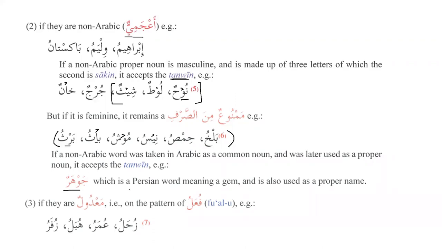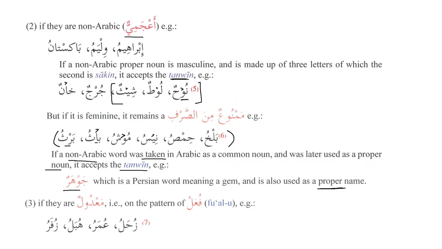Jawharun is a Persian word meaning a gem, and it is also used as a proper noun. It is basically a non-Arabic word, and it was taken into Arabic as a common noun and later used as a proper noun. It accepts tanween. Jawharun, which is a purse, and also in Arabic, jawharun and jawharatun is the word used for jewelry. So this is an exception, as we can see that it's a proper noun, but it has accepted tanween because it is a non-Arabic name that was added to Arabic.